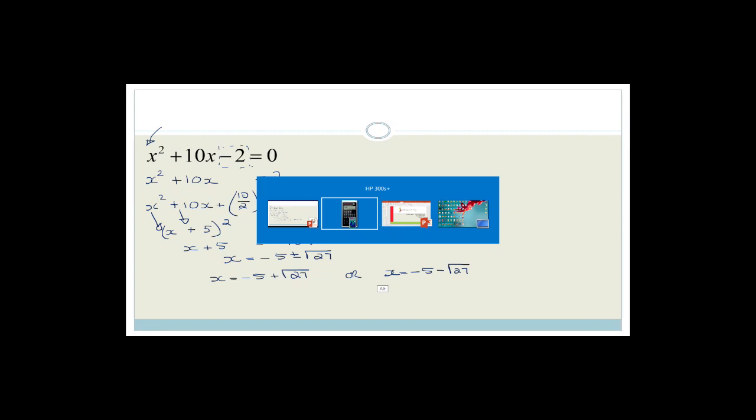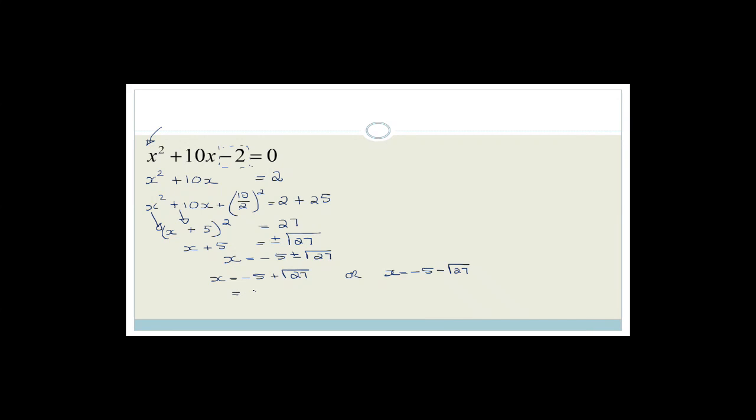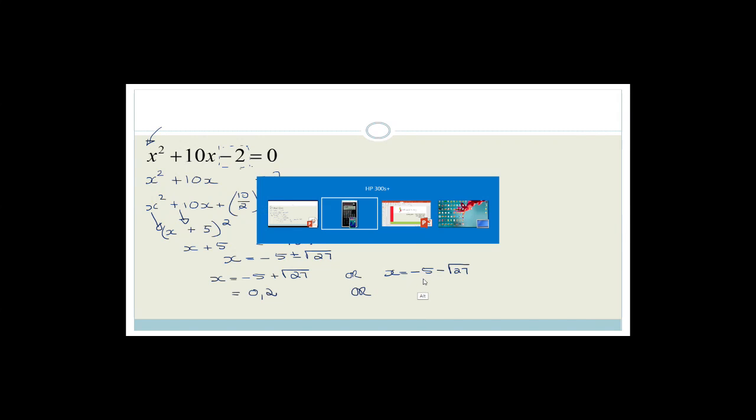So let's go here and we clear it and we go minus 5 plus the square root of 27 equals, and it gives me this very long answer, which helps me not at all. So we're going to round off to two decimal places, and that's interesting here because this becomes 0.196. We look at the 6, and the 6 rounds the 9 up, so this actually becomes 0.2. So this answer here is 0.2.